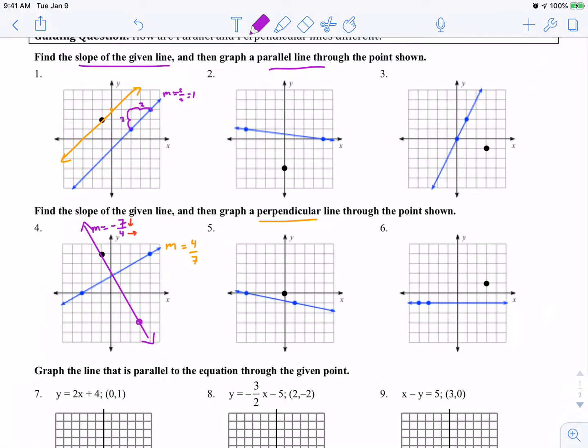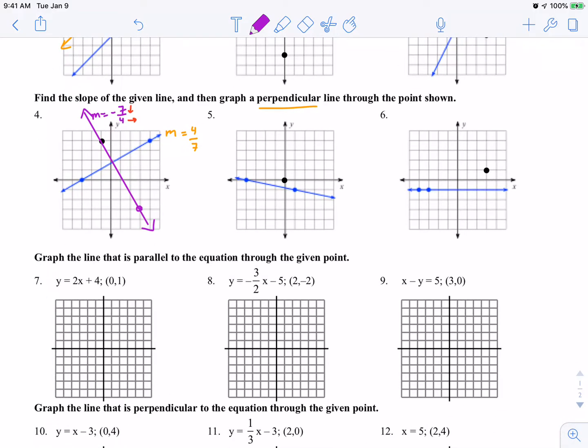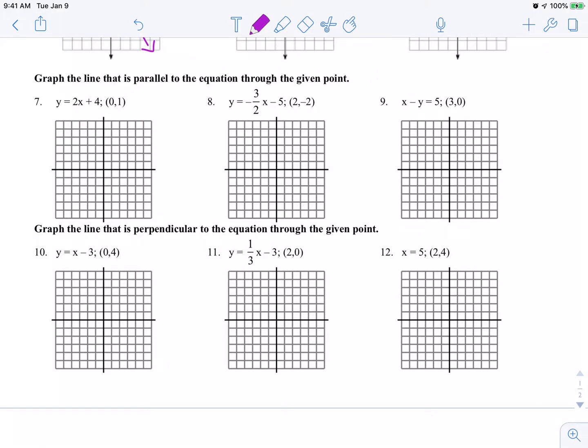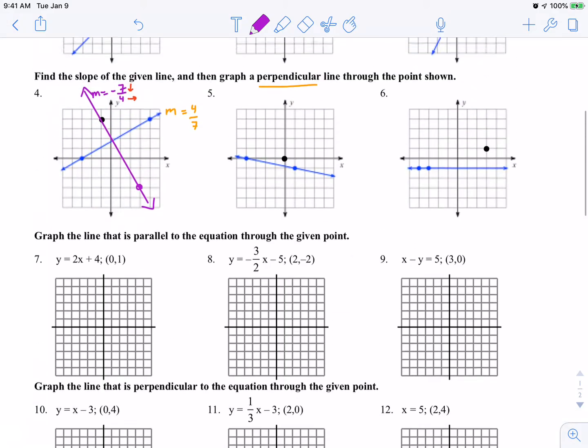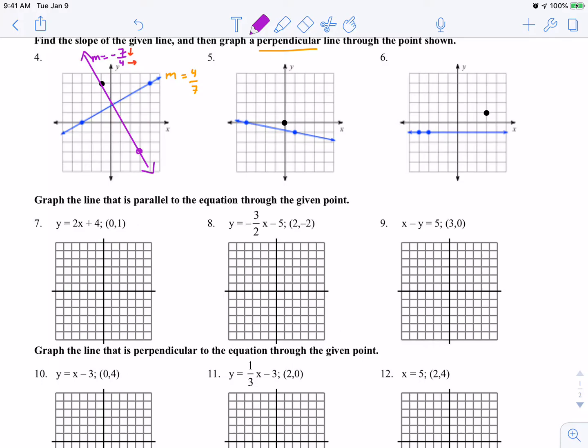5 and 6 are done exactly the same. 6 is a little tricky because your slope is 0 for your blue line, but you can figure that one out. And then the last two sections are exactly the same as the first half. The only difference is you're not given a line. You have to draw your own line first.